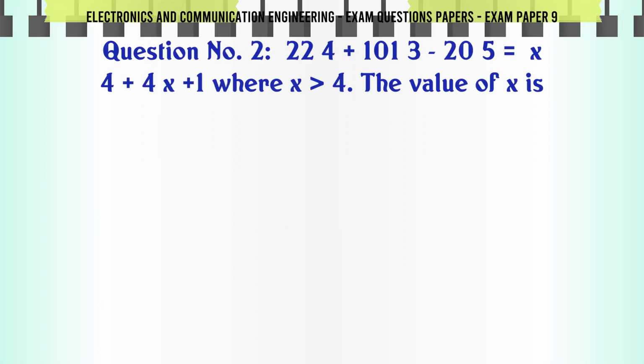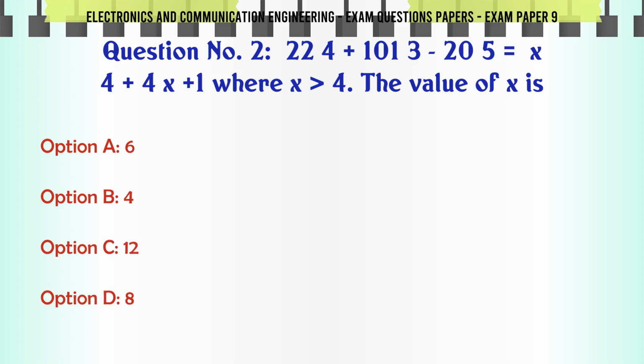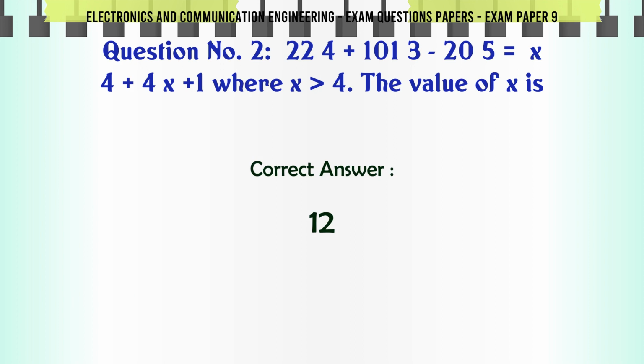22 4 100 and 1 3 25 x4 4 x1, where x4, the value of x is a) 6, b) 4, c) 12, d) 8. The correct answer is 12.